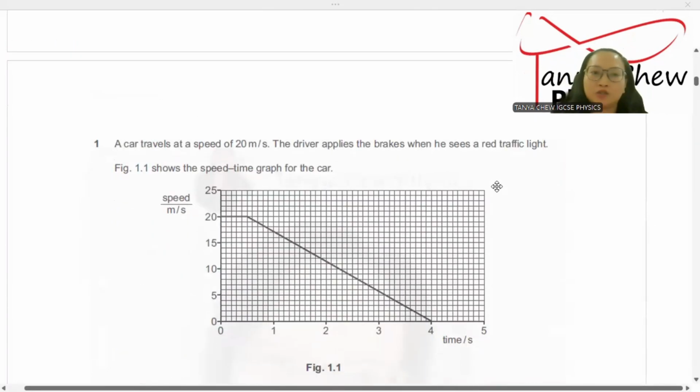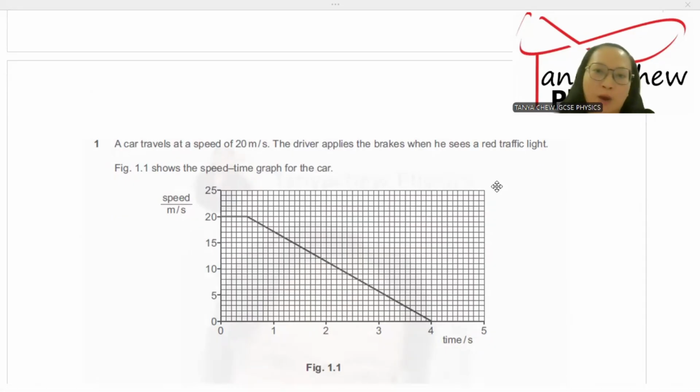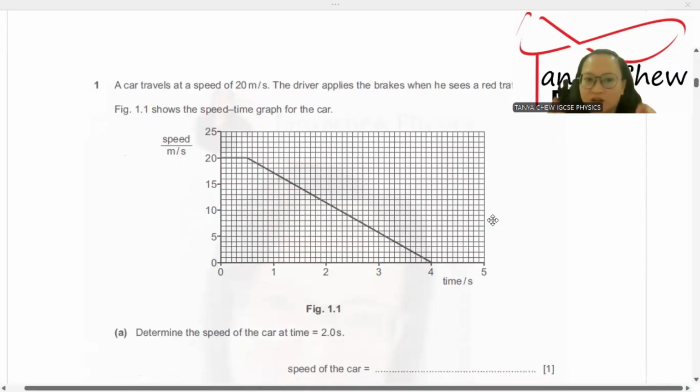Number one, a car travels at a speed of 20 meters per second. The driver applies the brakes when he sees a red traffic light. Fig 1.1 shows the speed time graph for the car. This is a speed time graph.